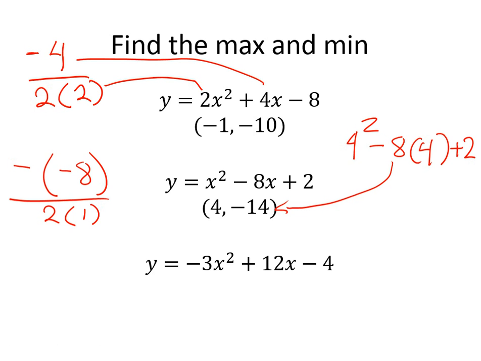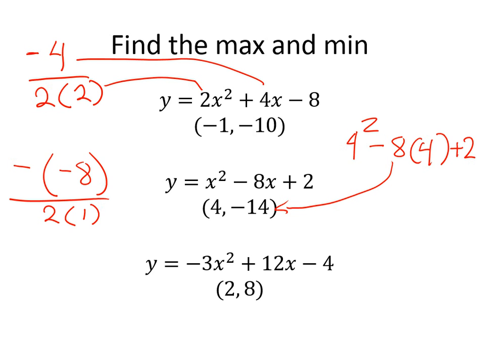Now take a second, find the last one, and see if you can find the vertex for the final problem. Okay, so with that last one, you should have gone negative 12 over 2 times negative 3, which gets you a positive 2, and then when you plug 2 in, you end up getting 8. So that gives you your vertex, and there are our maximums or minimums. The first two end up being minimums, and the last one ends up being a maximum, because again, we're looking at the a value for those. So that's how you find your vertex for any quadratic function.